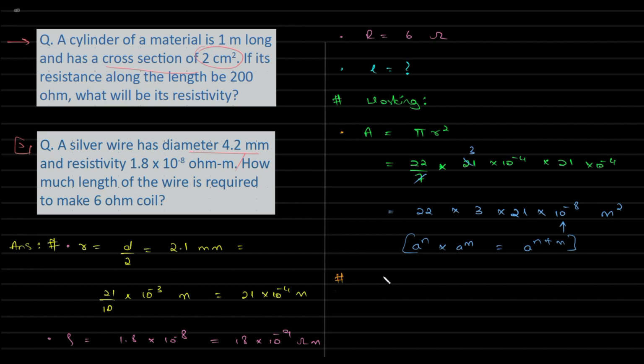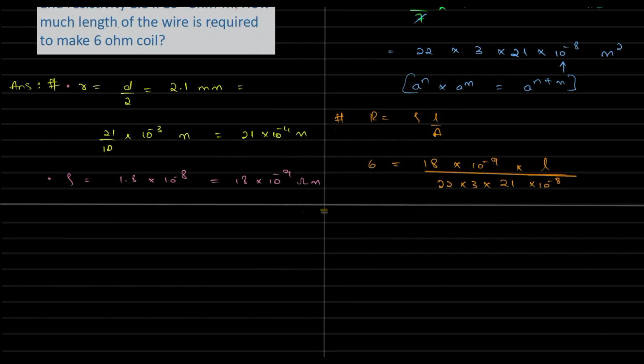Next is your R is equal to rho L by A. Calculating the length. So we have R to be 6. Rho we have that also, 18 into 10 to the power of minus 9. Length we have to find, and area turns out to be 22 into 3 into 21 into 10 to the power of minus 8. Okay, so let's see what all we can cancel.